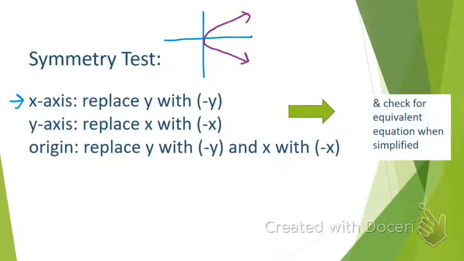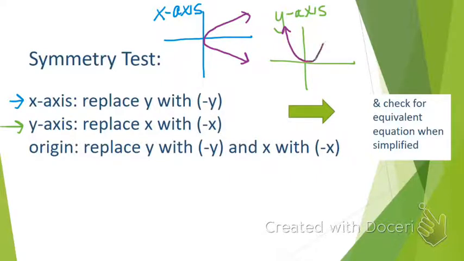The second type of symmetry is symmetry with the y-axis. Okay, so this would be x-axis symmetry. An example of y-axis symmetry would just be a regular parabola. So again, if you could take that and fold it on the y-axis, the left and right should match up.